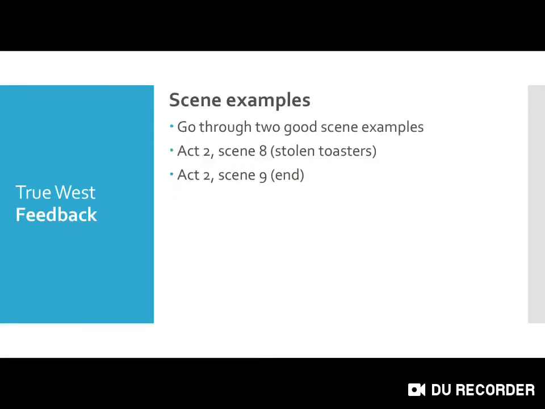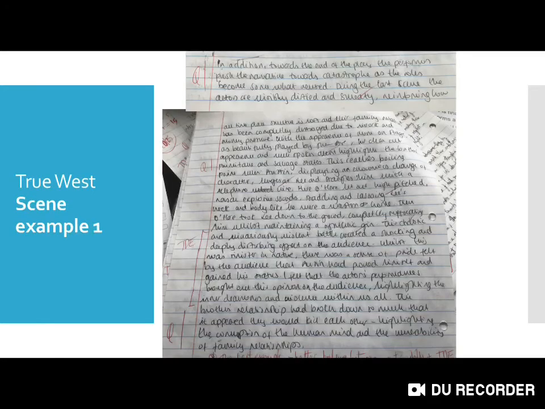So we've got 2 scene examples here, one from scene 8, Stolen Toasters, and one from the end. I didn't really want to go through a whole essay. I thought it might be a bit hard to handle, and also wanted to show you the best rather than showing you an essay that didn't necessarily stay consistent all the way through or was a bit hard to read all the way through. Okay, so let's see if we can get through this one, if we can read it.